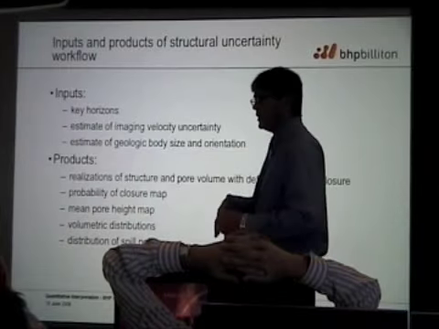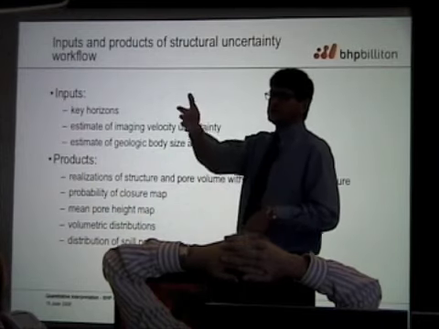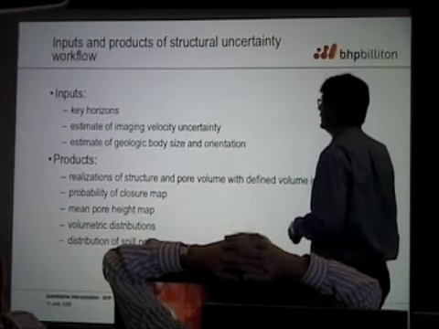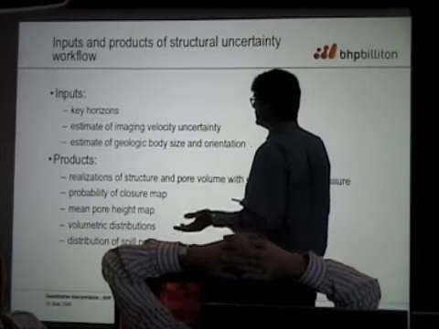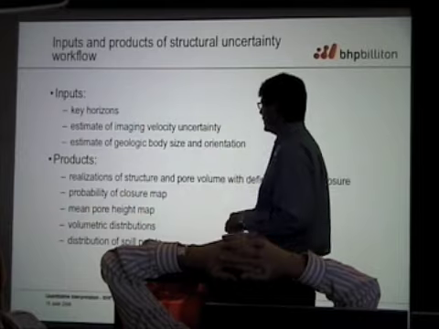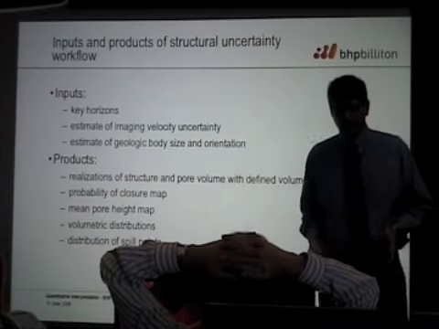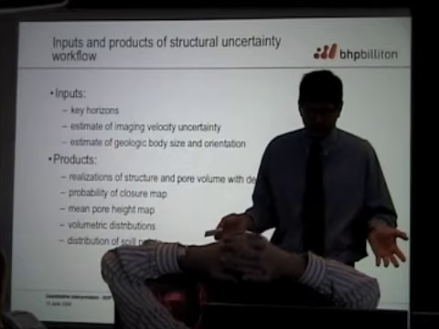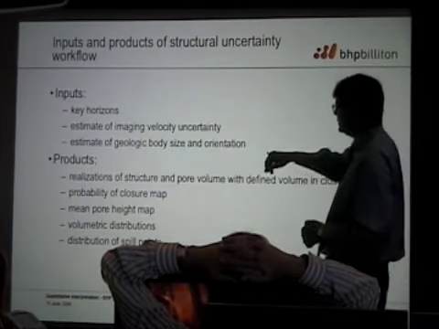And many times we want to know what the structural uncertainty is, or could we close, or what's the uncertainty in the depth conversion. That is another way you could be looking at this. What are the inputs to this? Well, key horizons, and estimates of the imaging velocity uncertainty. How do you get this? You ask, how much could you change the velocity and still keep the gathers reasonably flat? That's how you get the answer to that question.